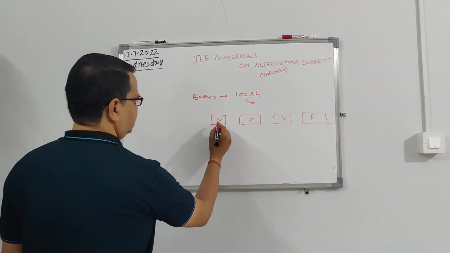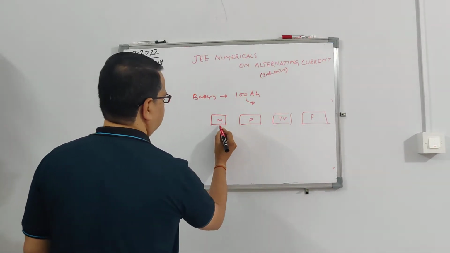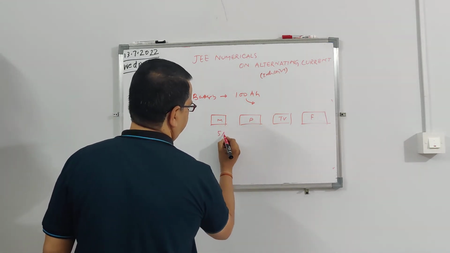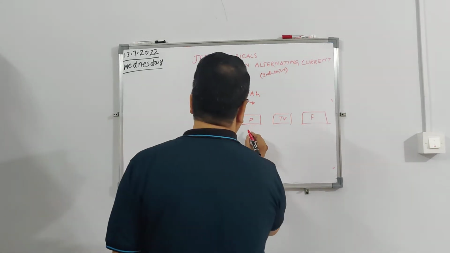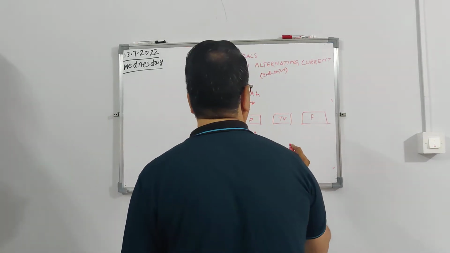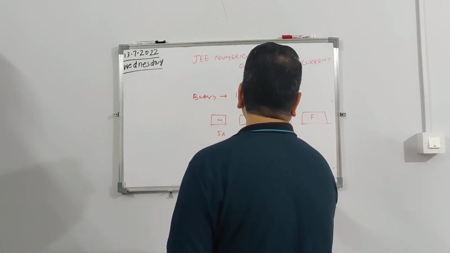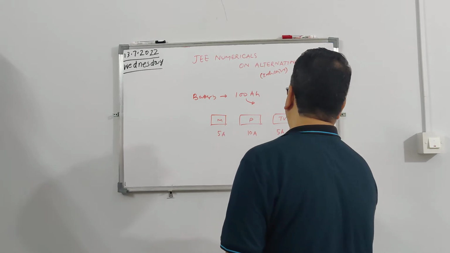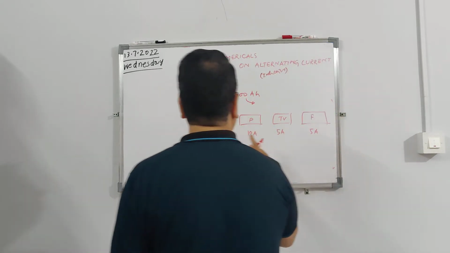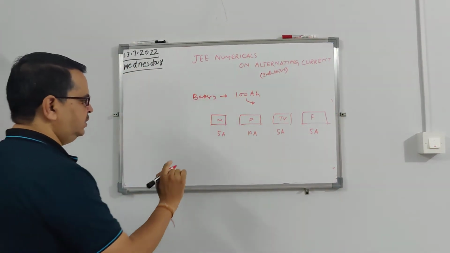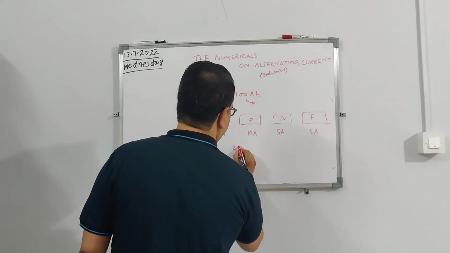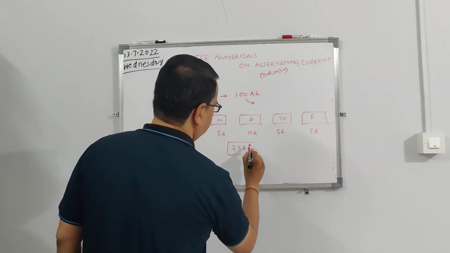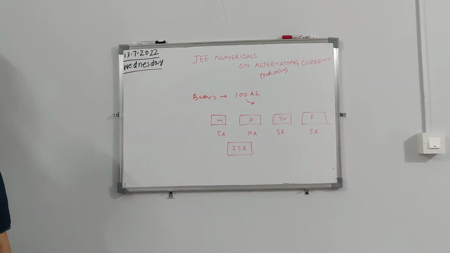Let us say this mixie consumes 5 ampere, your pump consumes 10 ampere, your TV consumes 5 ampere, and your fridge consumes 5 ampere. So, only considering these 4 devices, it will be consuming 25 ampere when these 4 devices are running at one go.